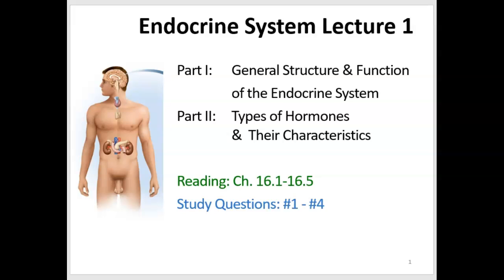The first part is the general structure and function of the endocrine system. The second part will talk about the types of hormones that the endocrine system uses and their characteristics. For further information, please refer to your reading assignment in the textbook and your study questions.